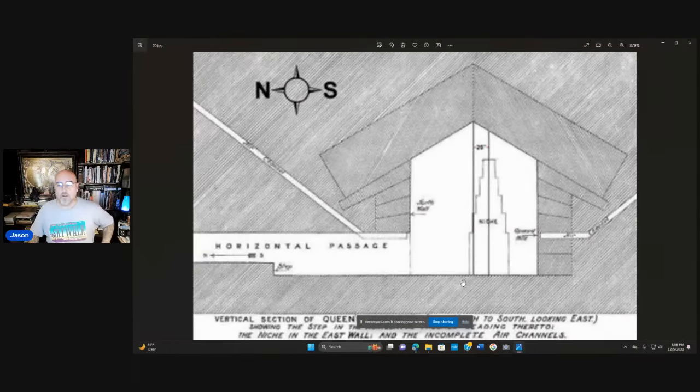Queen's Chamber. There's another feature in the wall right here. It's machined. It's precise. What is this feature? It looks like a Grand Gallery. It looks like a Grand Gallery is supposed to be here, right here.